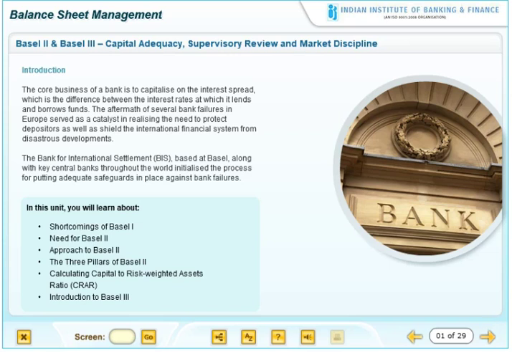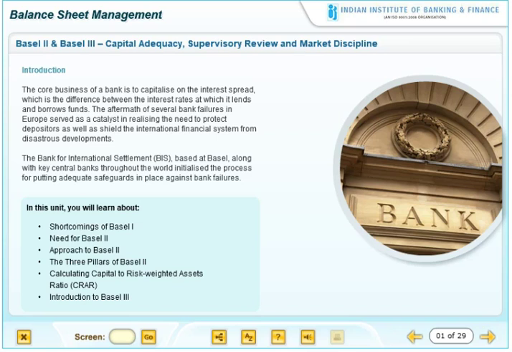The aftermath of several bank failures in Europe served as a catalyst in realizing the need to protect depositors as well as shield the international financial system from disastrous developments. The Bank for International Settlement (BIS), based at Basel, along with key central banks throughout the world, initialized the process for putting adequate safeguards in place against bank failures.